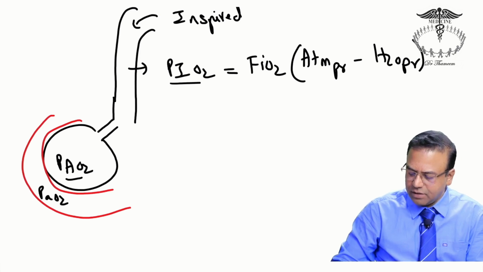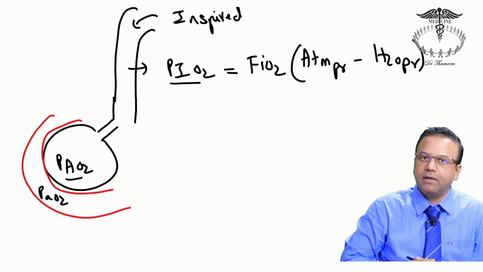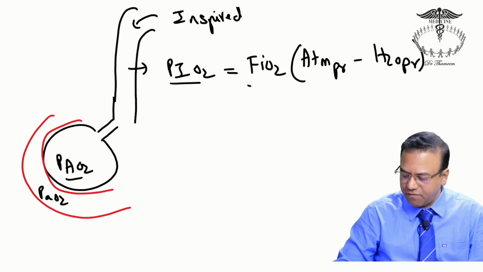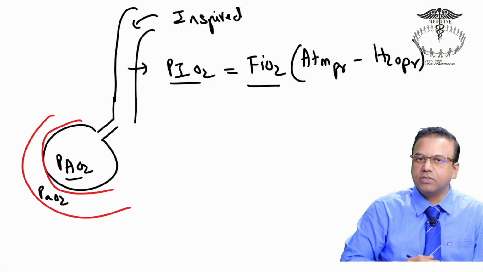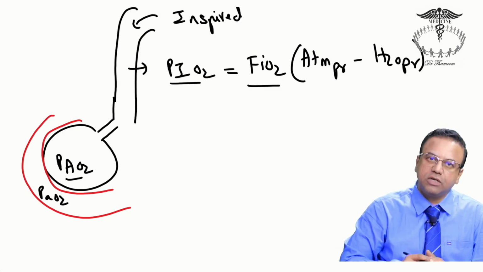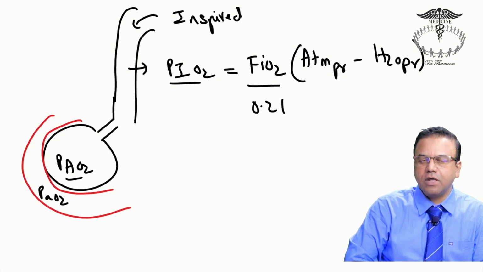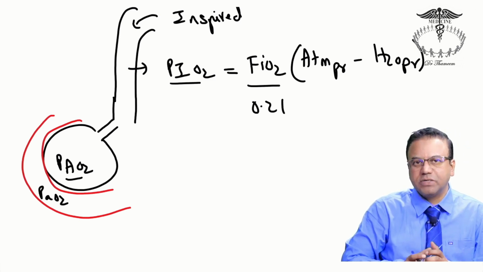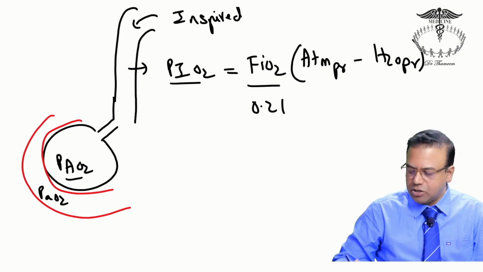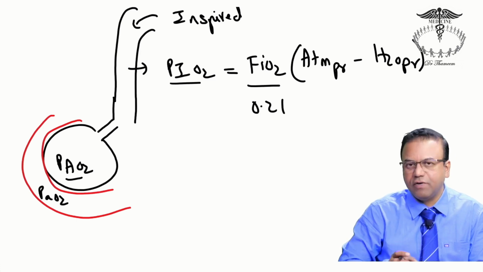The logic here is that when we breathe in, the fraction of carbon dioxide which we are breathing in is almost negligible. It is 0.0004, meaning it's almost negligible. Unlike that, the fraction of inspired oxygen is 0.21. There is 21% oxygen in the atmosphere, whereas carbon dioxide is 0.04%, which is very negligible.